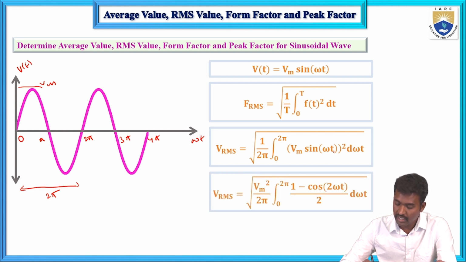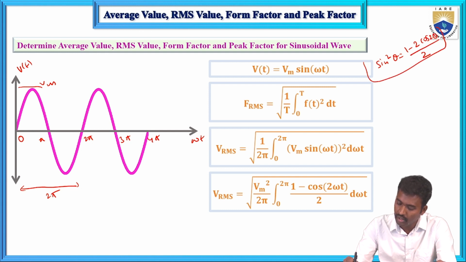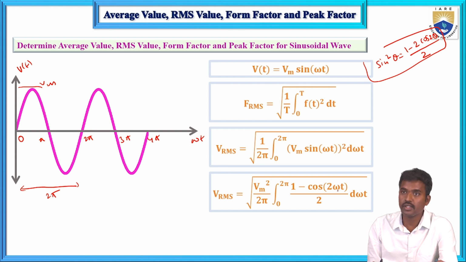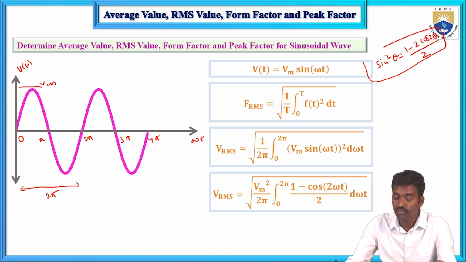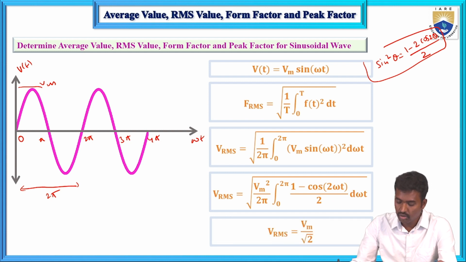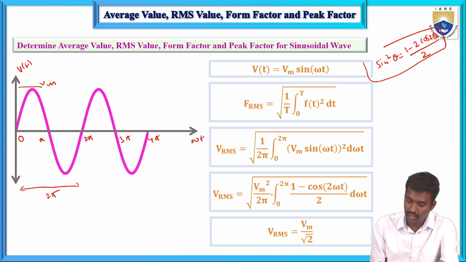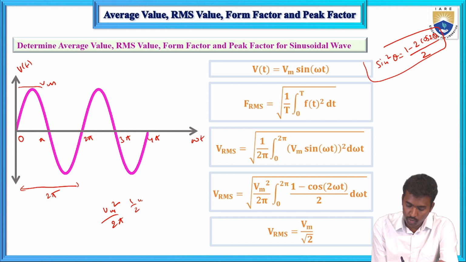Vm square sin square theta, where sin square theta equals (1 minus cos 2 theta) divided by 2. So Vm square sin square omega t equals Vm square times (1 minus cos 2 omega t) by 2, dt. Now if you simplify this, we get Vm square by 2 pi, and 1 by 2 omega t.